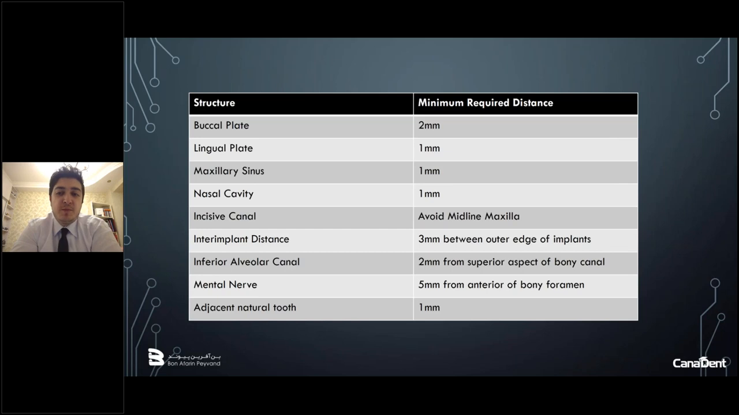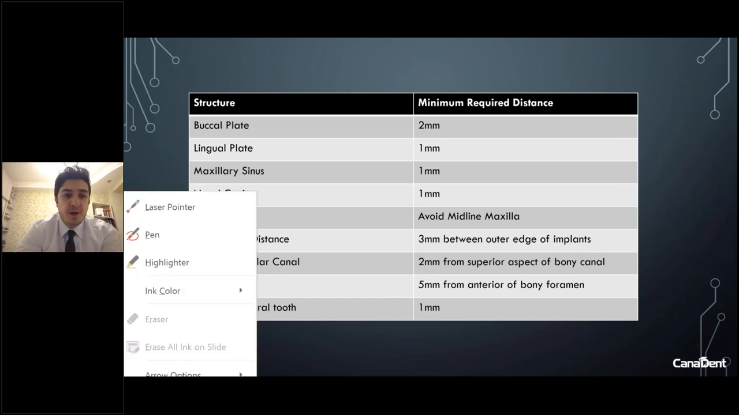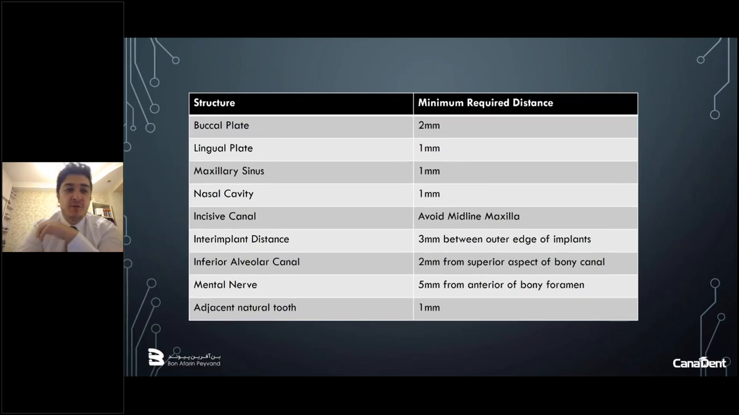One of them is the minimum required distance from anatomic structures. In this table, we will see some very important numbers. I want to open my pen so I can mark them for you. In the buccal plate, we said that we need 2 millimeters of bone, and in the lingual plate, we need 1 millimeter. So if our CBCT examination tells us that the buccal-lingual aspect of the bone is 7 millimeters, we are only allowed to use a maximum of a 4 millimeter diameter implant to retain 2 millimeters in buccal and 1 millimeter in lingual. There are some anatomic landmarks that we must be aware of.